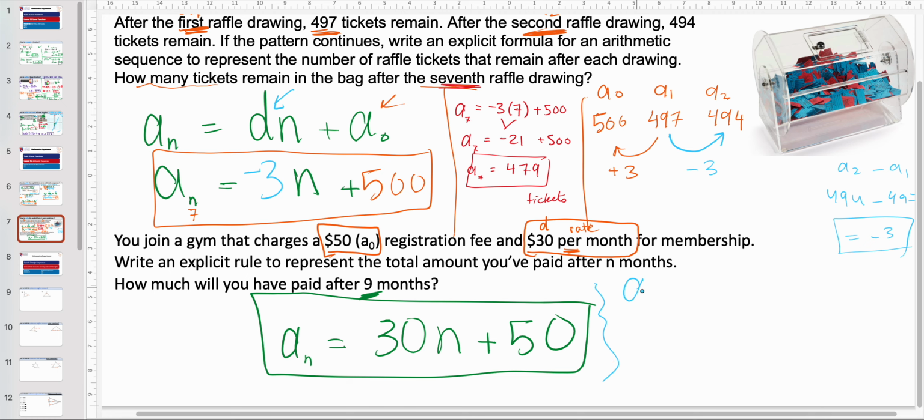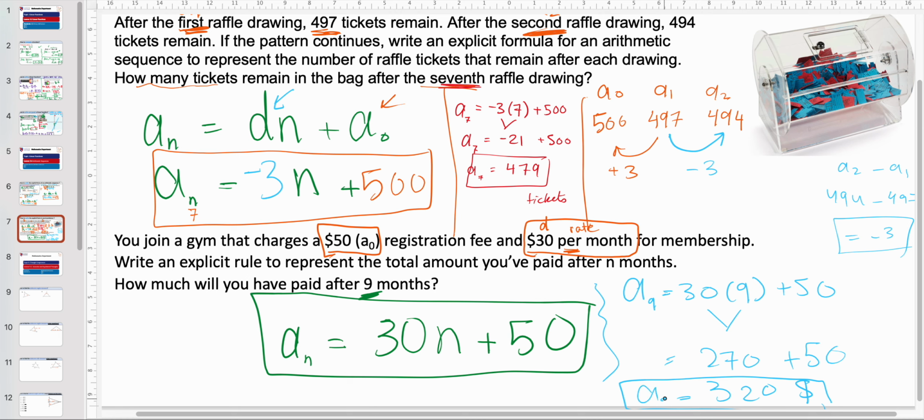They want a9. So 30 times 9 plus 50. And it makes sense. Every month you're paying 30, you have to multiply it by 9 months. 30 times 9 is basically 270 plus 50. It's basically $320, and that's the amount you're going to pay after 9 months.